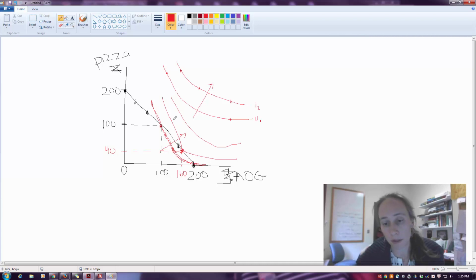He could be happier at this indifference curve, this higher one, right? There's only one point on this indifference curve that he can afford, and it's the one right here, 40 pieces of pizza and $160 spent on all other goods. Okay, so hopefully that's helping a little bit.